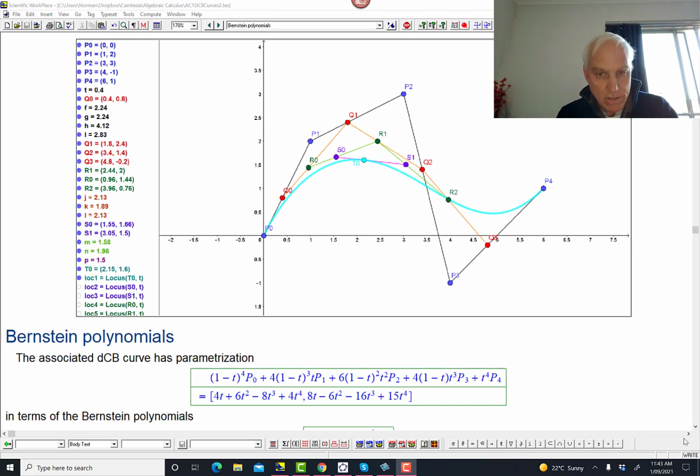All right, so let me remind you about the algebraic structure of these dCB curves. We're going to have a look in detail at this particular example. This is something that I really encourage you to do, to explore mathematics through careful and thorough analysis of explicit examples. Okay, this is a great way of proceeding.